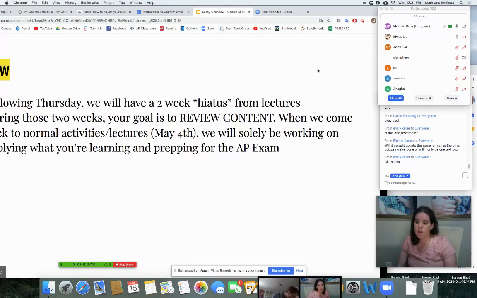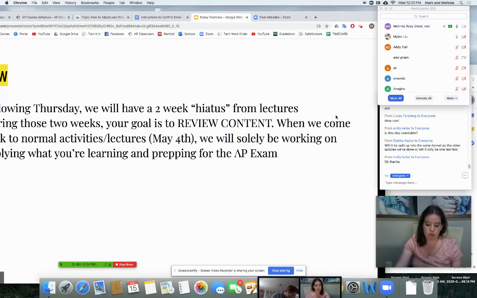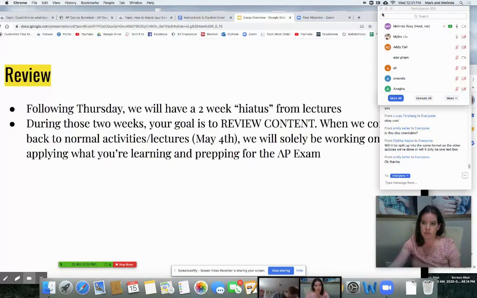So hopefully it's what we call scaffolding, which is basically breaking it up so that you know, okay, now I'm supposed to be doing this, now I'm supposed to be doing this. We'll see how it works out. This is a bit new for all of us, so we'll see how it works out.